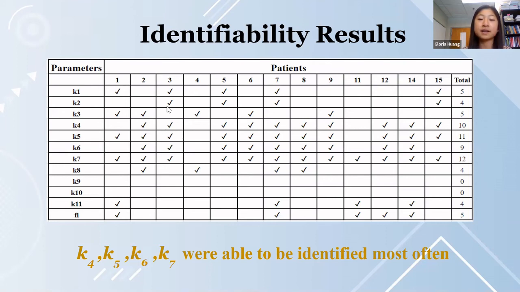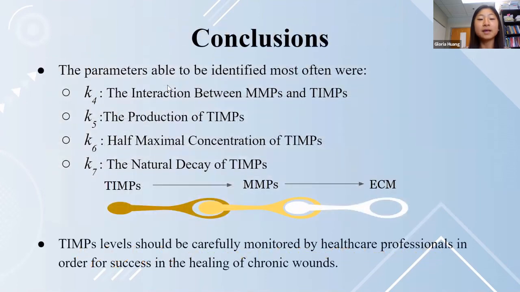So all the results are displayed in this chart where you can see the four TIMP variables were able to be identified the most. And in the wound, TIMPs play the extremely important role of regulating the production of MMPs. MMP levels are crucial to ensuring the ECM isn't degraded too much or too little. Any change to the level of TIMPs will have a direct impact on the level of MMPs, which will then further impact the rate of ECM production. This is shown by the sensitivity of the TIMP variables. So this tells us that the TIMP variables are very important in the mathematical model.